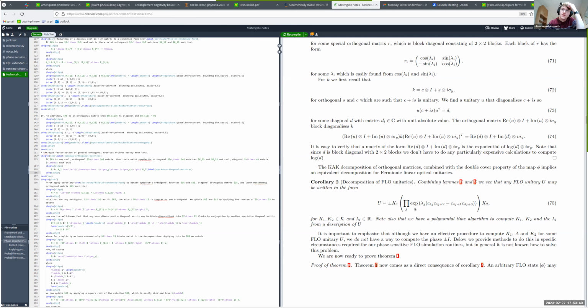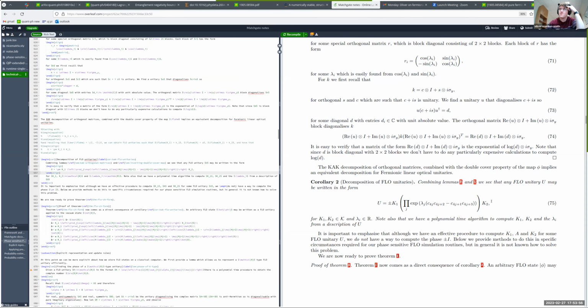From this, you can get a decomposition of arbitrary FLO states. I just apply U to the initial vacuum state, because any FLO state can be obtained by applying an FLO unitary to the initial vacuum state. K2 is passive, so it maps the vacuum state to the vacuum state. An arbitrary FLO state is then some K times this operator applied to the initial vacuum state.